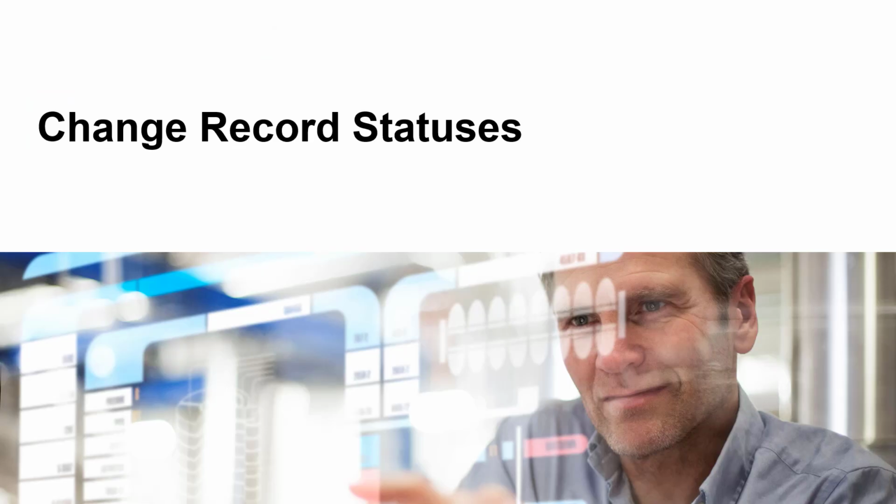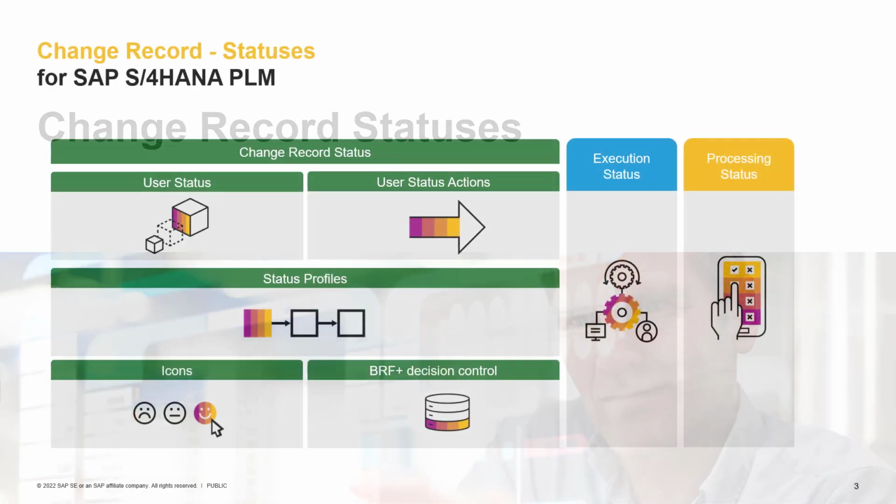In this video, I want to give you an overview of what kind of different statuses we are using on a change record and how the setup of a status network is working. I will first show some slides and then jump into the system for a live demo. Please note that we have used the latest S/4HANA on-premise system, which is currently shipped to our customers. It has the state of S/4HANA 2021 FPS 0.